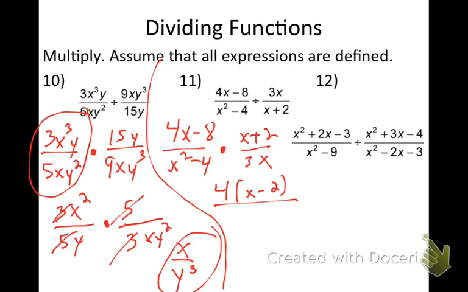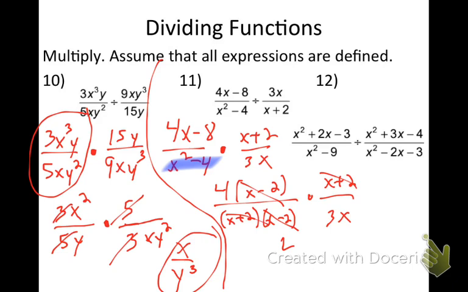x squared minus 4, how does that factor? What multiplies to get negative 4, adds to get 0? 2 and? So you're x plus 2, x minus 2, times x plus 2 over 3x. And now I look to simplify. What can I cancel out? x minus 2, x plus 2, and I get 4 over 3x.